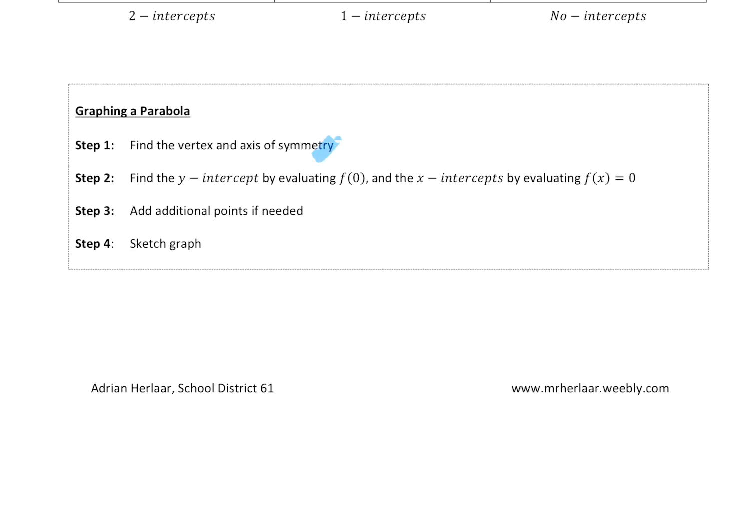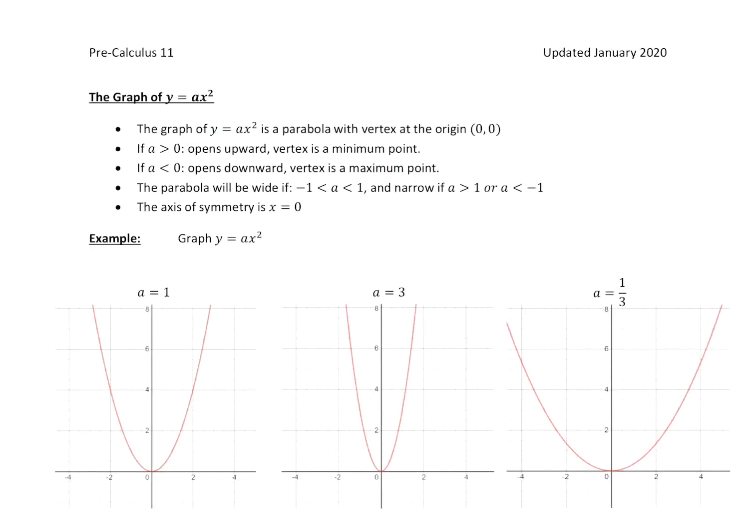So 1, identify your vertex and your axis of symmetry, because if you can graph one side of the axis of symmetry, it's just a mirror image on the other side. 2, get your y-intercepts and your x-intercepts, because it's nice to have points that we know are going to be on our graph. Add any additional points, and then just do a rough sketch. If you have the vertex and some intercepts, you're okay. This thing doesn't need to be absolutely perfect at this point, but you can't screw up those points.